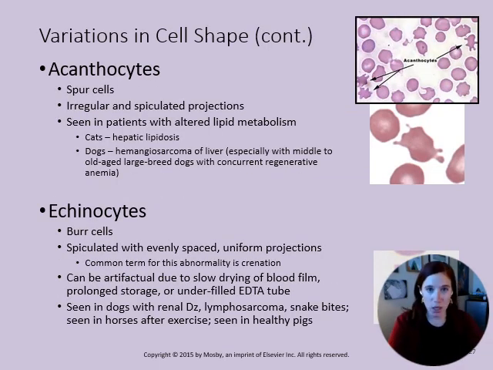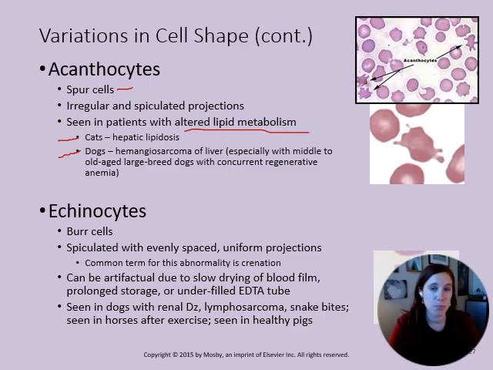Okay, we can also see acanthocytes. These are also known as spur cells, like maybe the spur of a boot. Is that a thing? Well, whatever. They can be irregular and kind of have these spine-like projections, and they're seen in patients after altered lipid metabolism. So what are some examples of that? Well, we can see them in cats with hepatic lipidosis. So hepatic, in the liver. So we've got some liver deficiencies, we've got some liver disorders.